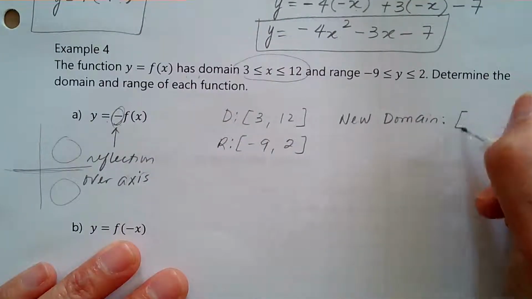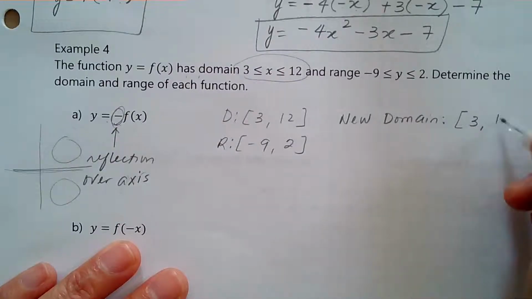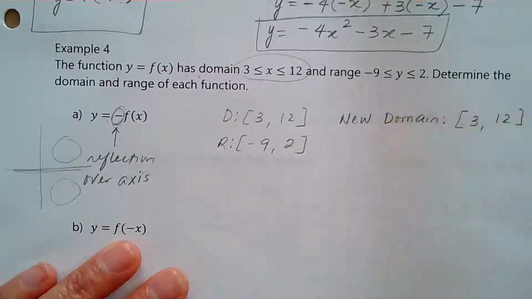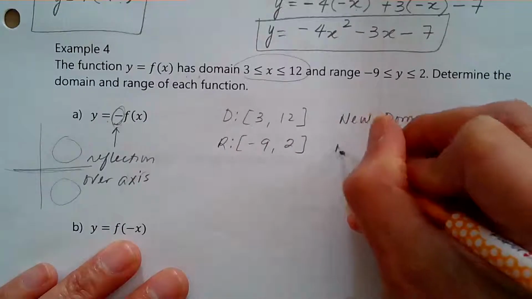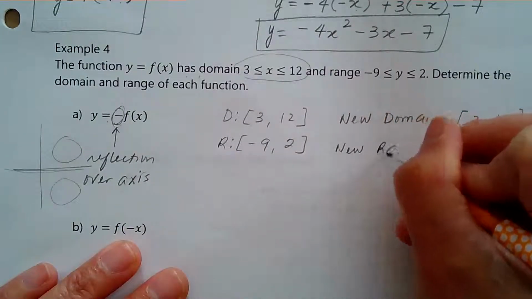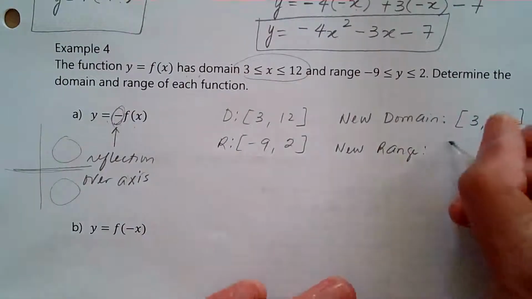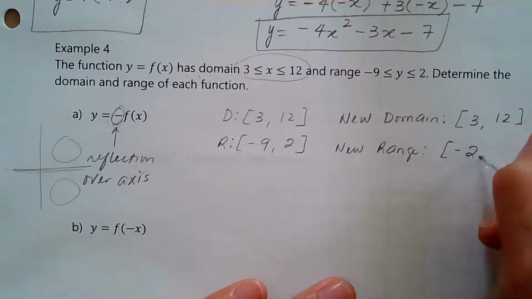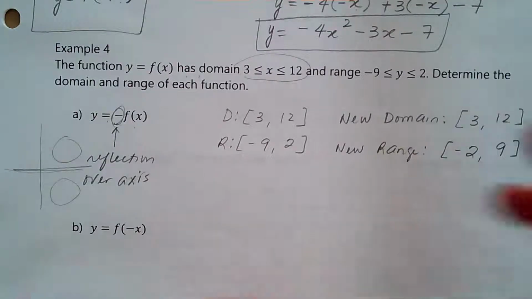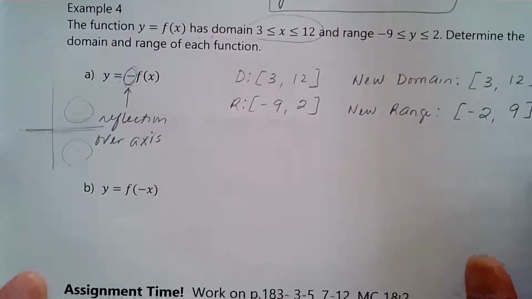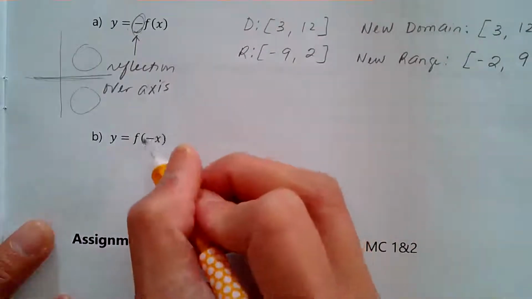Domain stays the same, right? It's still 3 to 12. And then the new range is negative 2 to positive 9. Correct. Is everybody okay with that? Okay. What about this one?